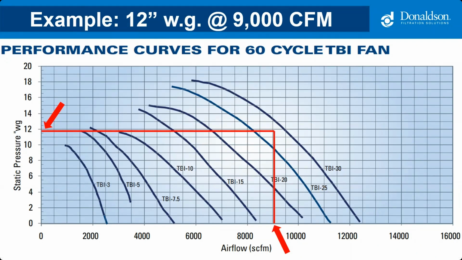So we go to the curve on the right, or where we land, since it's rare to land actually on the curve. And in this case, I would select a TBI 30 to be conservative. See how the static pressure is so important? The required airflow of 9,000 CFM can be delivered really through 3 different fan sizes: a TBI 20 horsepower, 25 horsepower, or 30, depending on the static pressure.